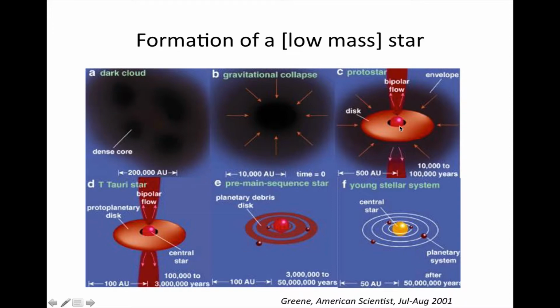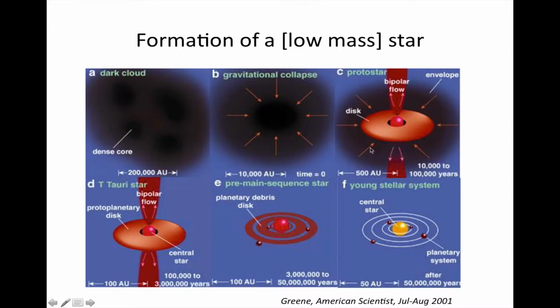For reasons nobody understands very well, a fraction of that matter that's accreting turns around and gets ejected at the poles of the star, creating big jets. Look at the length scale here, 500 AU. It's a lot smaller than 10,000 AU. And look at the ages. These are very, very young stars, 10,000 to 100,000 years. That's old by human standards, but very, very young by stellar standards.